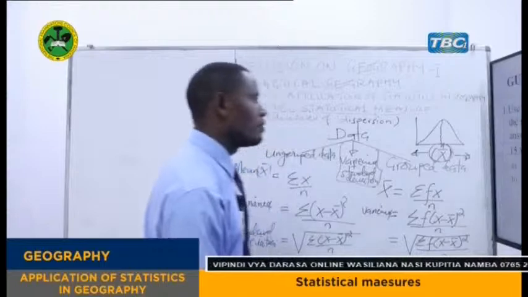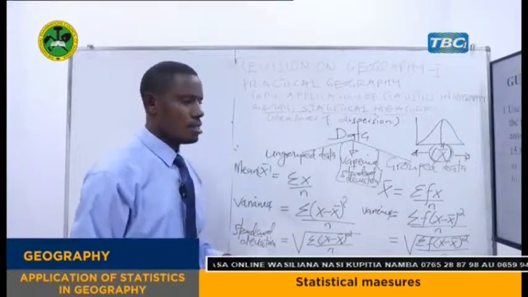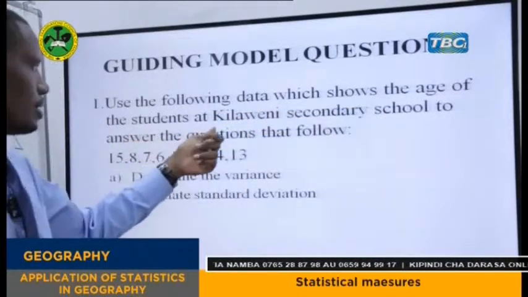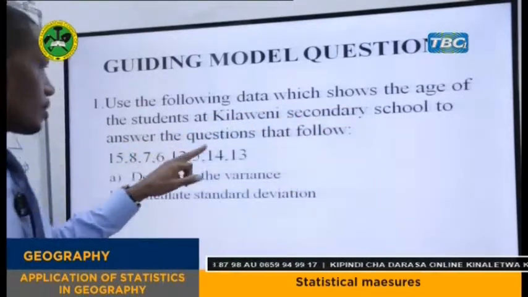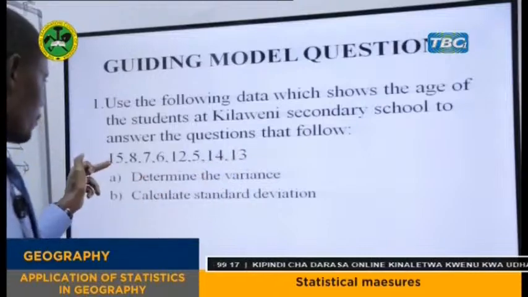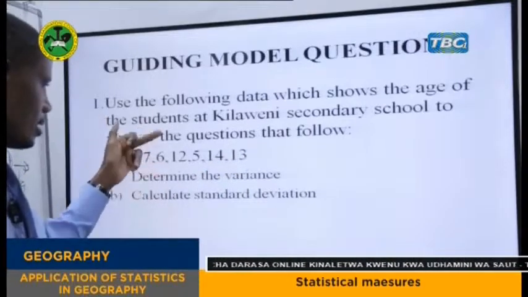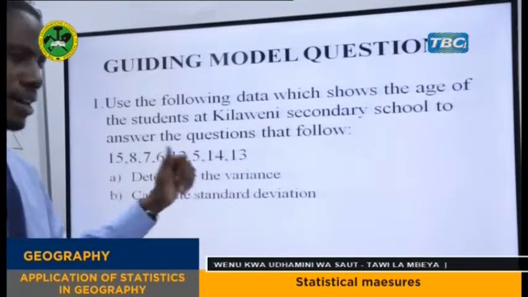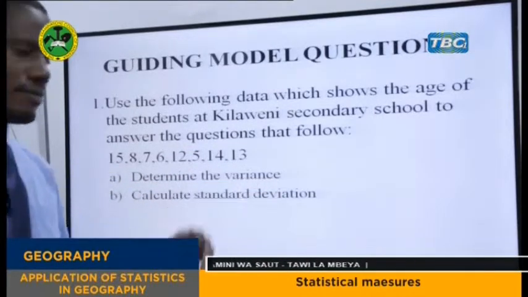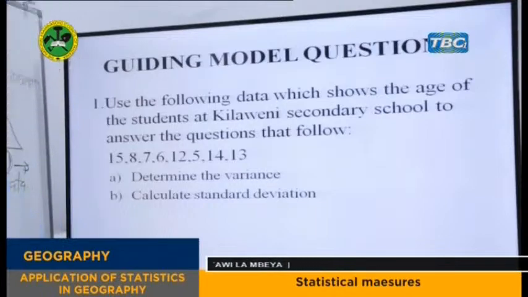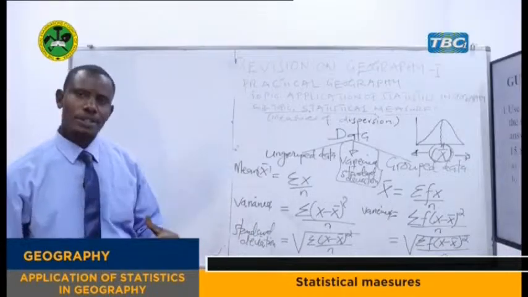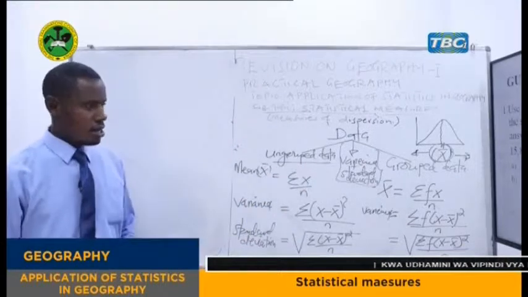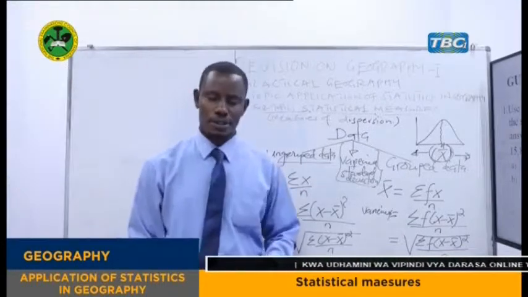We have been given the following data, which show the ages of the students at Kilawini Secondary School, to answer the questions that follow: 15, 8, 7, 6, 12, 5, 14, and 13. We have been asked to determine the variance and to calculate the standard deviation. Already we have our formula over there. And remember, question number 1 is just for ungrouped data.